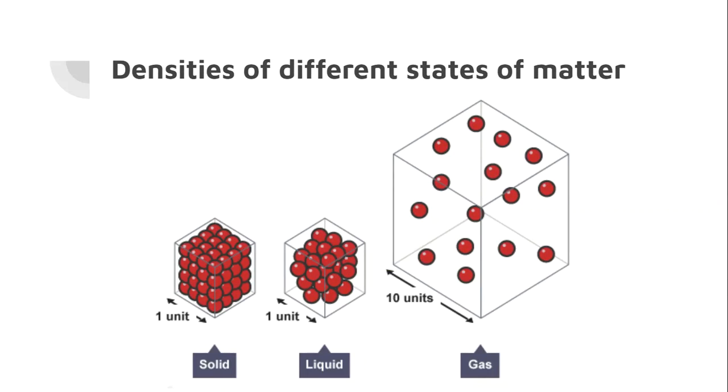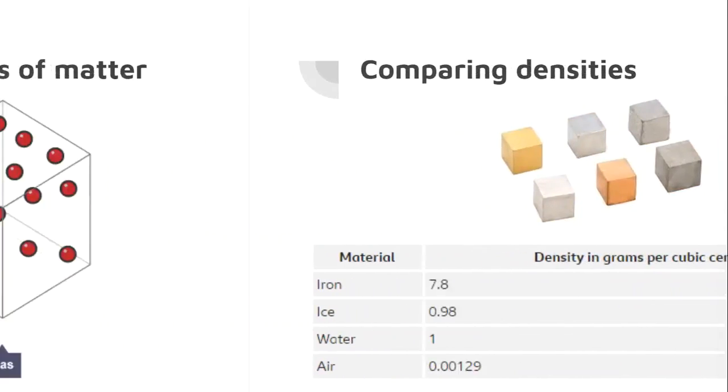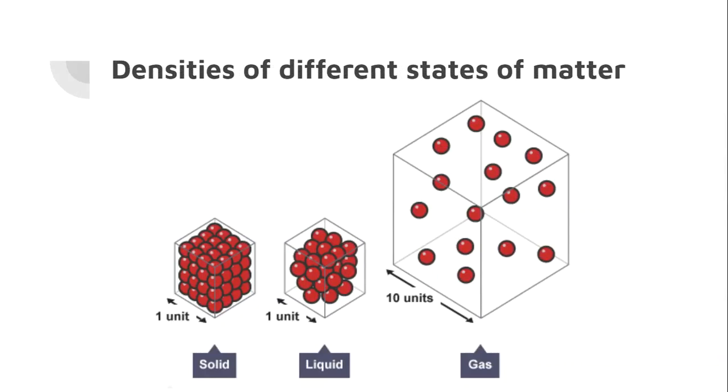Solids usually have high densities because the particles are packed closely together. Solids have a lot of mass for their volume. Liquids usually have a high density as well because the particles are again close together and they have a lot of mass for their volume. Gases, on the other hand, have a low density. That's because the particles are very far apart, so gases only have a small mass for their volume.